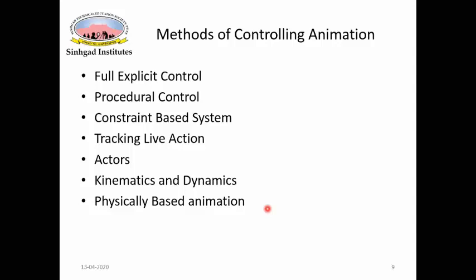And last, we have physically based animation, where physically based models simulate the actions. So the evolution of physical systems is used to control the motion of objects. It is also used in many of the movies. The whole physical body of humans is captured and then it is applied to our animation. So that is all about the methods of controlling animation.